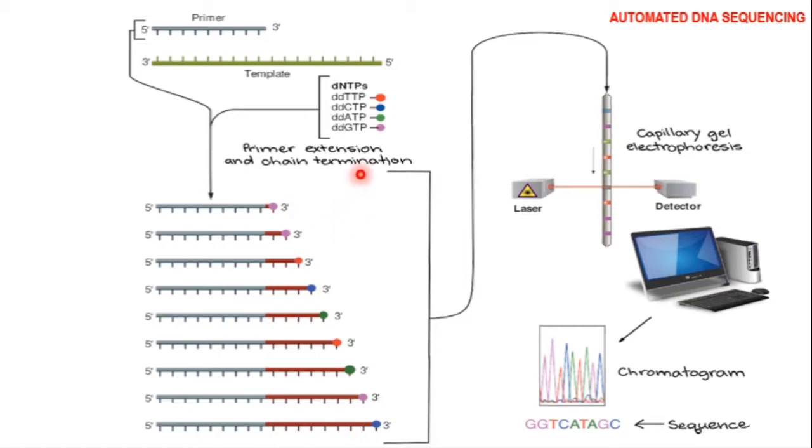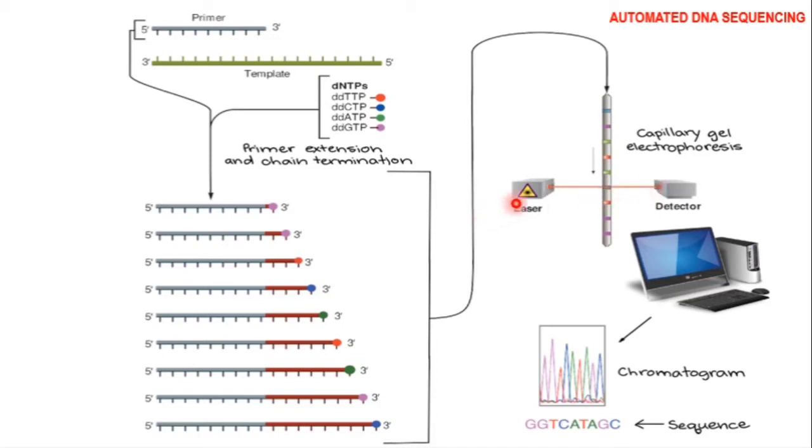We load this amplified product into a capillary for capillary electrophoresis, and when we pass the laser light through the capillary electrophoresis tube, the fluorescent tag will produce fluorescent light, and that will be detected by the detector.